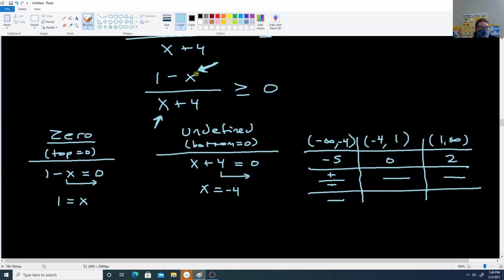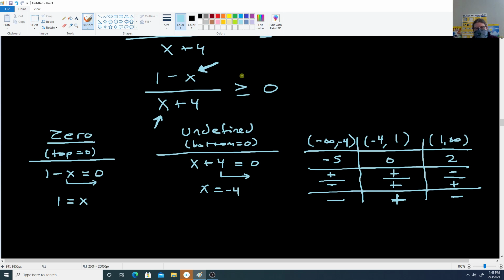Then I put 0 in. 1 minus 0 is positive. 0 plus 4 is positive. Positive over positive is positive. When I put 2 in, 1 minus 2 is negative. 2 plus 4 is 6, which is positive. Negative over positive is negative.